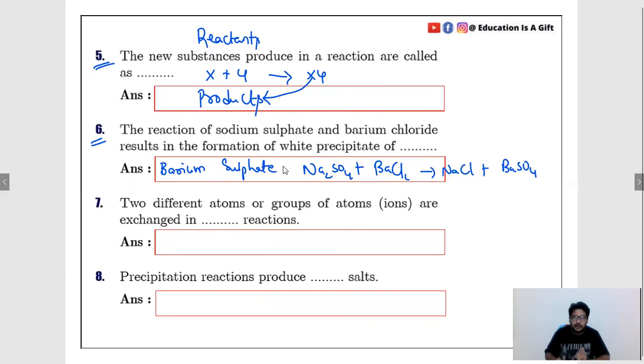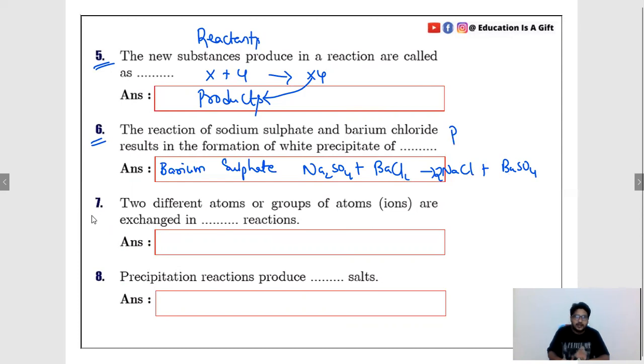So VSAQs, how may they ask? Write one example for precipitation reaction. This reaction is also known as precipitation reaction. They may ask you, write one example for precipitation reaction. Or if reactants are sodium sulfate and barium chloride, what are the products? Like that they may ask question. So remember this equation, and if you want to balance it, keep 2 in front of NaCl. It will be balanced, 2 sodiums here, 2 chlorines to 1 barium, 1 sulfur and 4 oxygens.